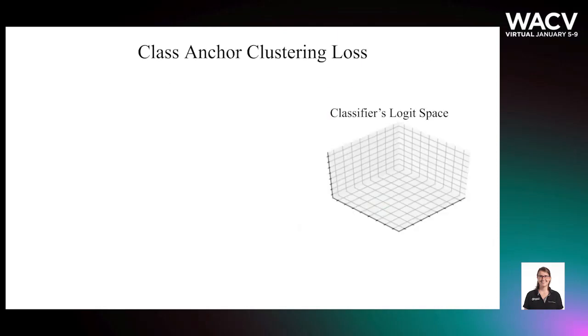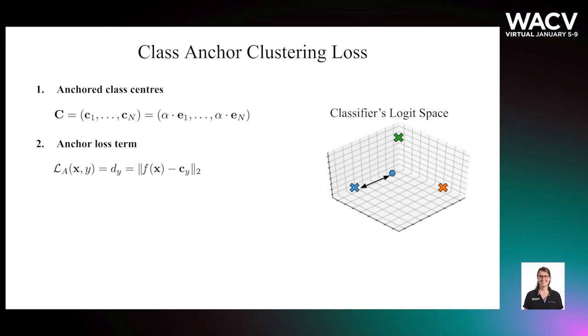I will now briefly describe our class anchor clustering loss and how it encourages clustering in the logit space. We begin by defining a set of anchored class centers in the logit space, one for each known class. These centers are placed at a point on its class coordinate axis, which is equivalent to a one-hot vector scaled by alpha. We refer to these class centers as anchored because their position is fixed during training.